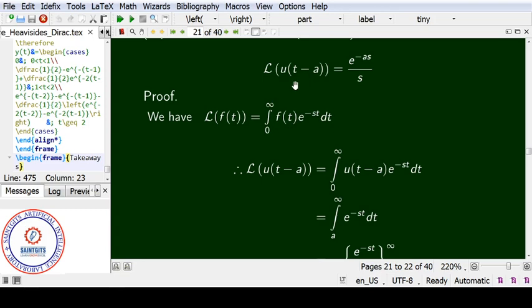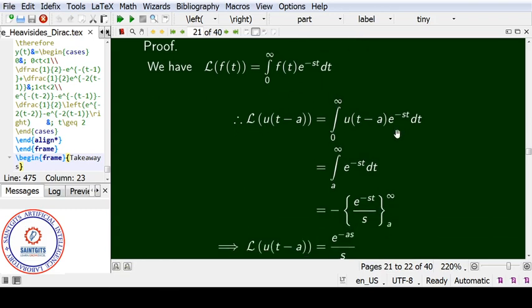So I substitute u of t minus a in the place of f of t. So L of u of t minus a is equal to integral 0 to infinity u of t minus a into e raised to minus st. But this u of t minus a has only two values, 0 and 1. It takes 0 when t is less than a and gives value 1 when t is greater than a. So when we substitute the value of u of t minus a, the integral limit changes to a to infinity, and u of t minus a becomes 1, then kernel e raised to minus st dt.